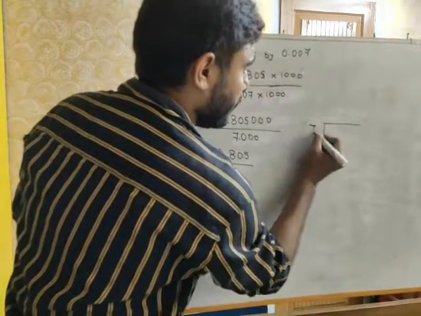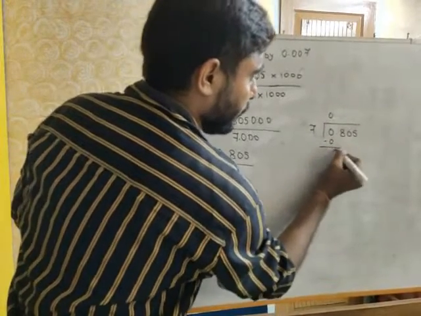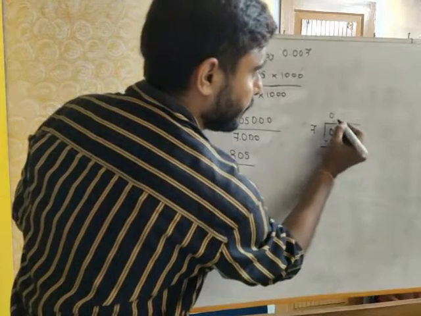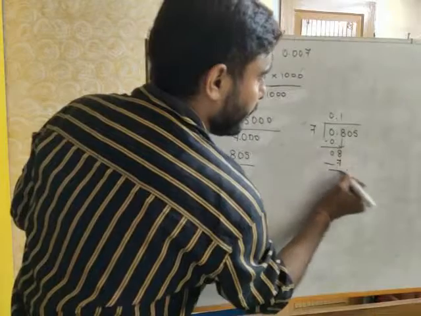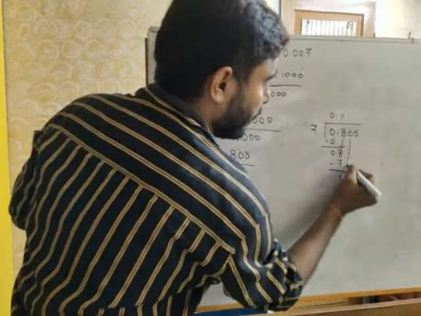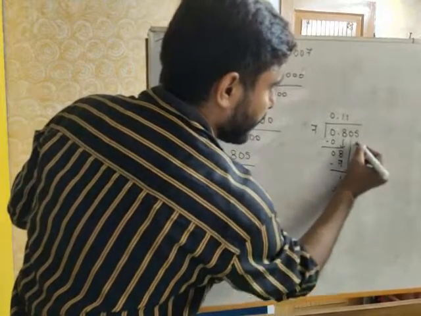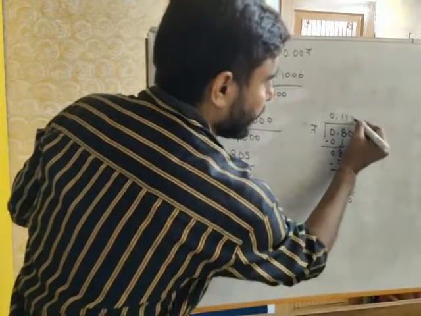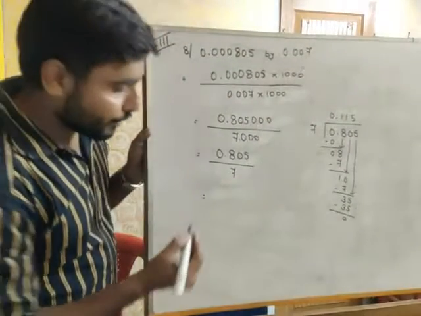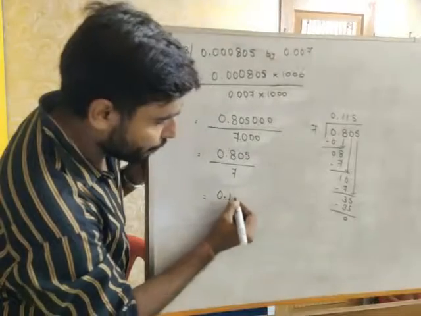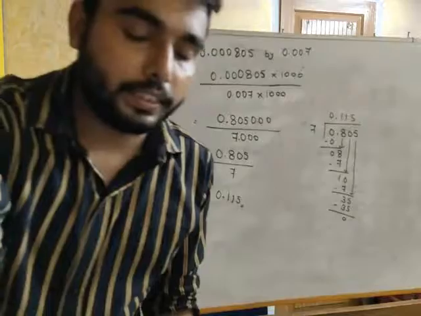7 will divide 0.805. 7 into 0 is 0, remains 0. There is a decimal which needs to be put in. 8 comes down. 7 1 times 7. After subtraction remains 1. 0 will come down. 7 1 times 7. After subtraction remains 3. 5 will come down. 7 5 times 35 remains 0. So our division is over, and we got our answer as 0.115. Okay. So is it clear, everyone?